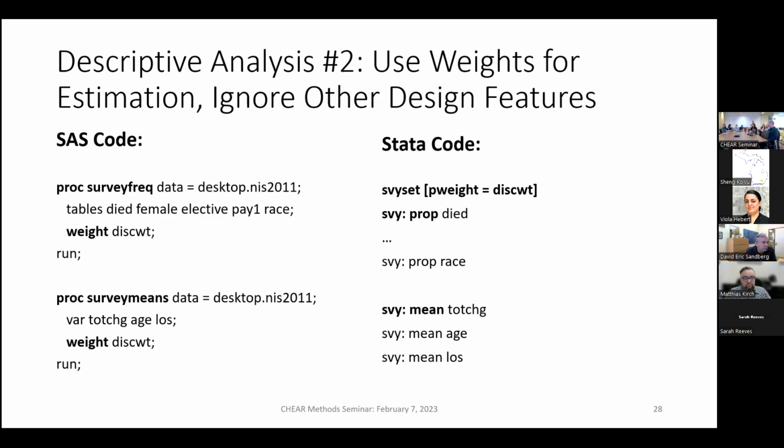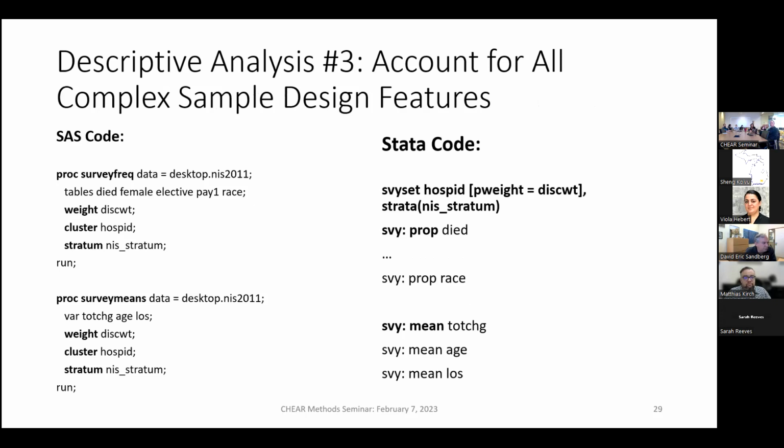But for reasons A, B, or C, people still aren't doing it. So again, this is just specifying the weights. Now, here's how we do the appropriate analysis, fully accounting for all of the complex sample design features.